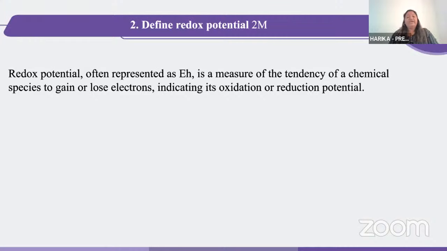Next question: define redox potential. What is redox potential? It is a reduction and oxidation potential, which means it calculates the oxidation and reduction potential. It is also represented as EH, and it measures the tendency of chemical species to gain or lose electrons.